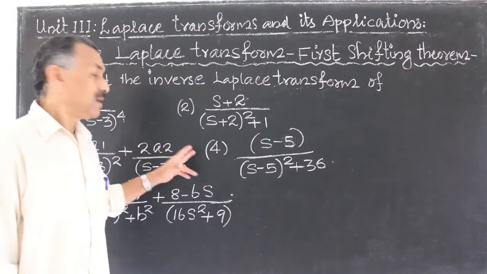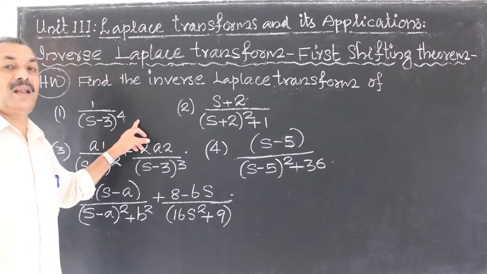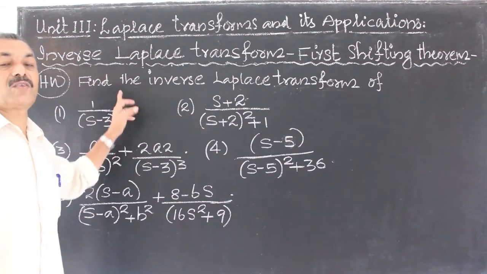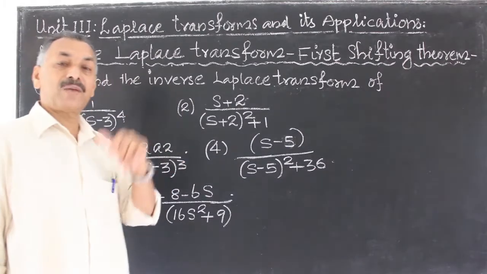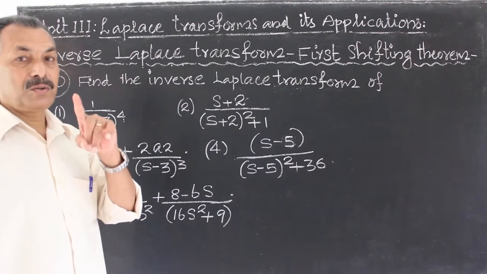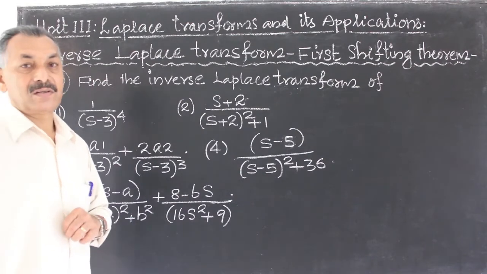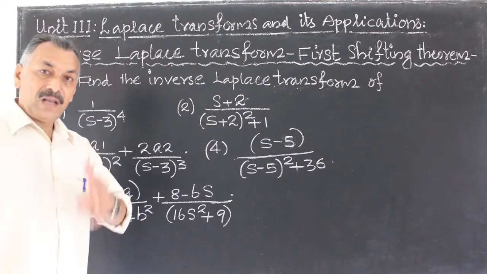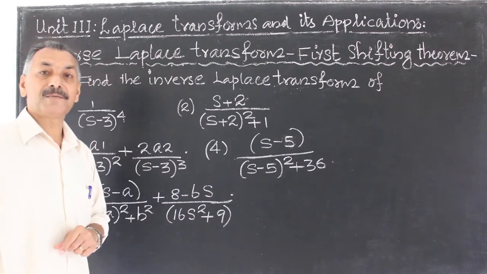We should do it like this mentally. This is 1 divided by s raised to 4. It is in the form of 1 by s raised to 4, right? f of s is equal to 1 by s raised to 4. L inverse of f of s is equal to L inverse of 1 by s raised to 4, which is equal to t cube divided by factorial 3. Right? t cube divided by 6. Therefore, L inverse of f of s minus 3 is equal to e raised to 3t into f of t.